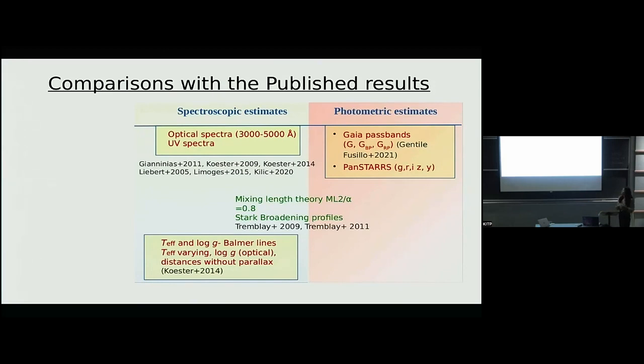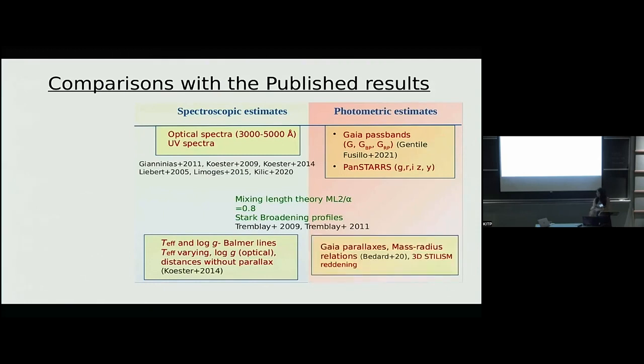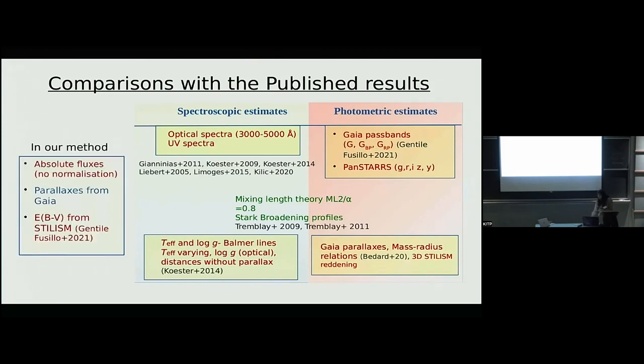But since at that time parallaxes were not available, they fixed the log g to optical values and varied the temperature to determine the best fit value. So we also compared how the different methods can give you the results. Another thing is, our method is comparable to the photometric technique, because they are also using parallaxes and the mass radius relation from Montreal, and then reddening values from the 3D Stilism, which is shown here.